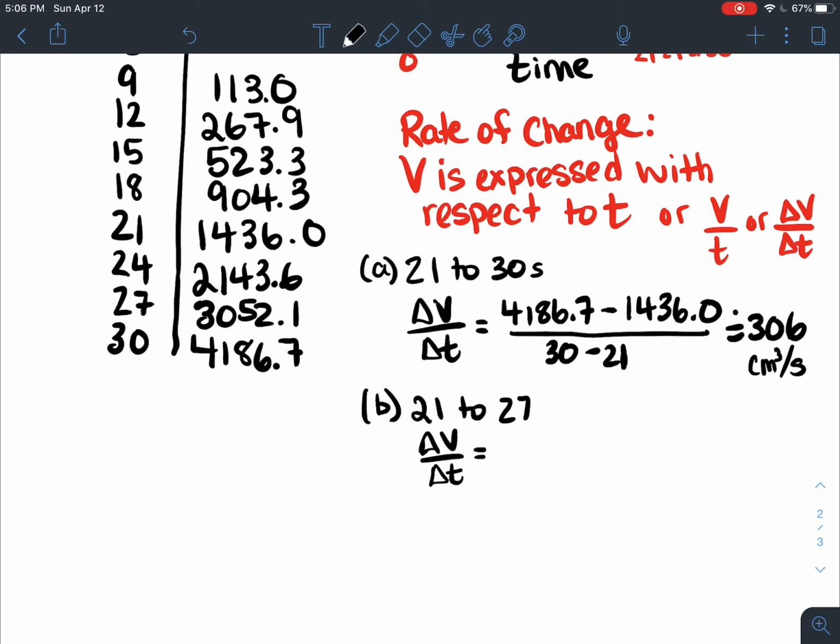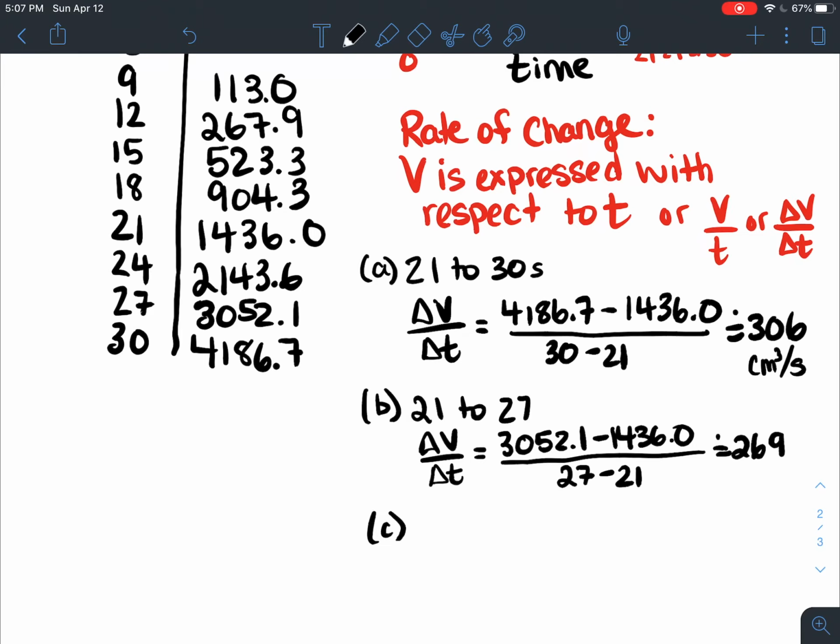So you take 3052.1 minus 1436. So let's do it. Minus 1436. And then on the denominator we'll have 27 minus 21. We're going to get approximately 269 centimeters cubed per second.